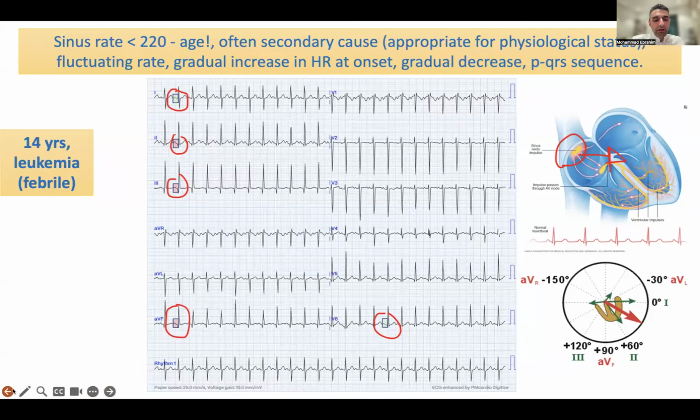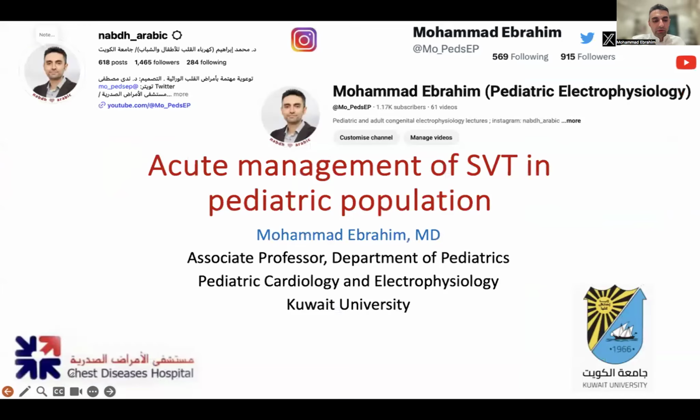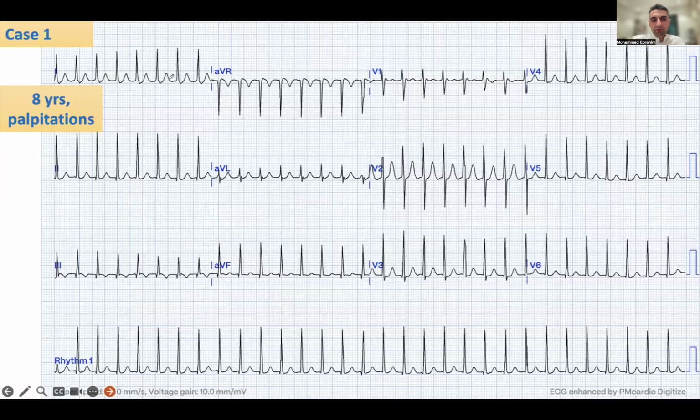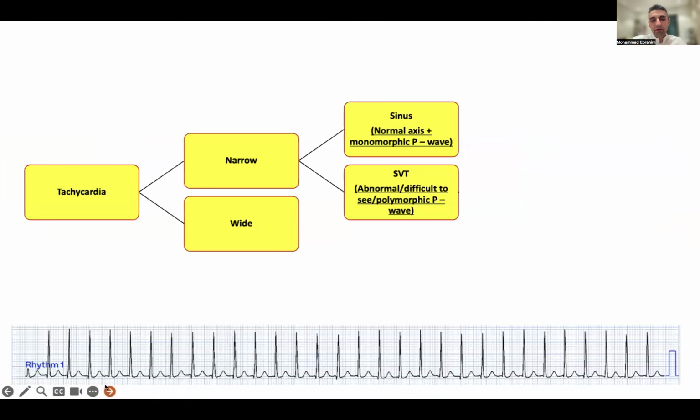So you can see clear contrast between the initial ECG, which was also tachycardia without P waves, hence SVT, versus tachycardia preceded by P waves that are normal in origin, hence sinus tachycardia in a patient who's febrile.